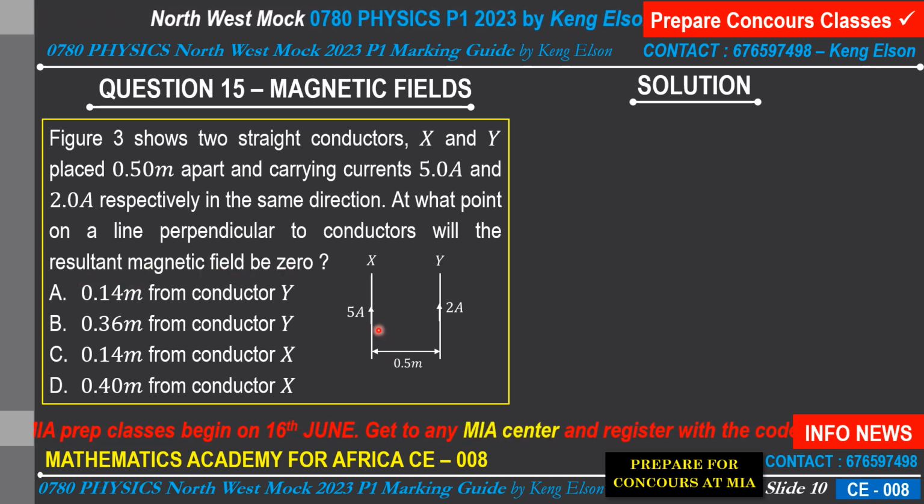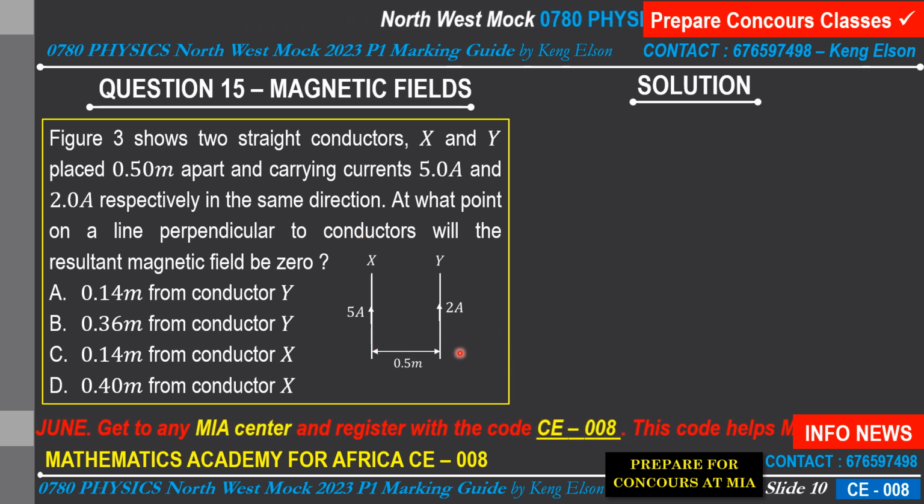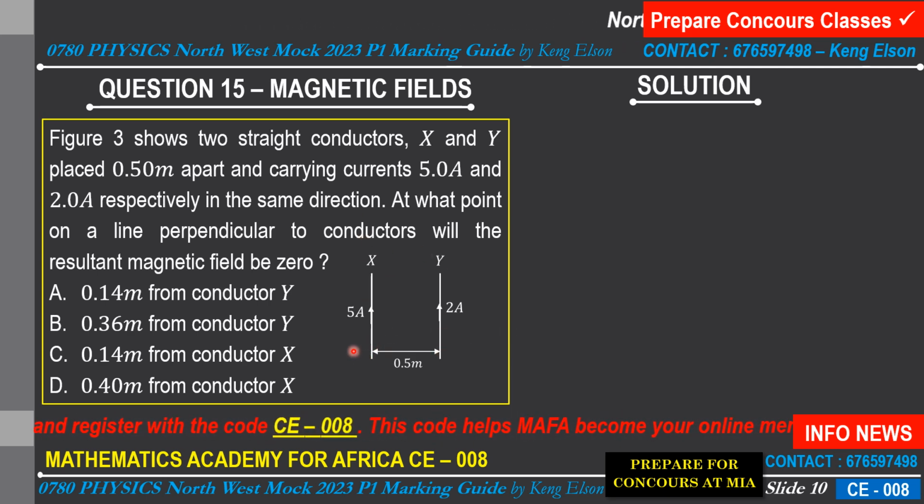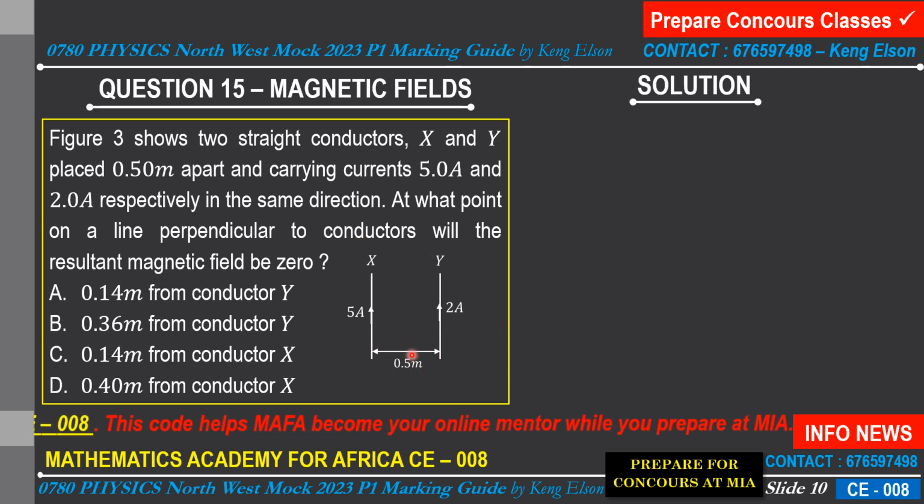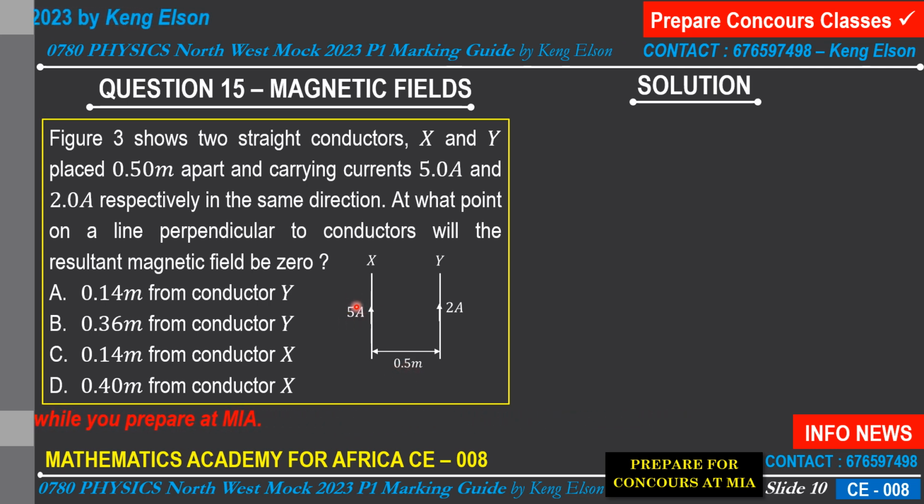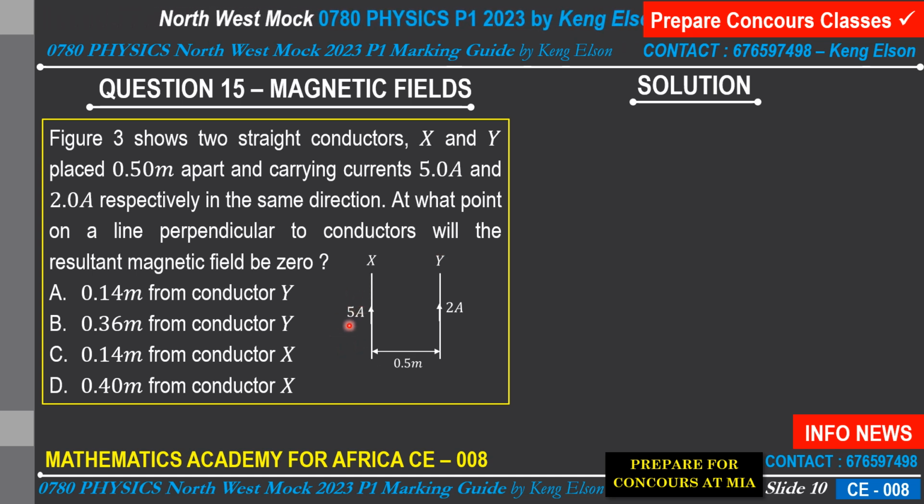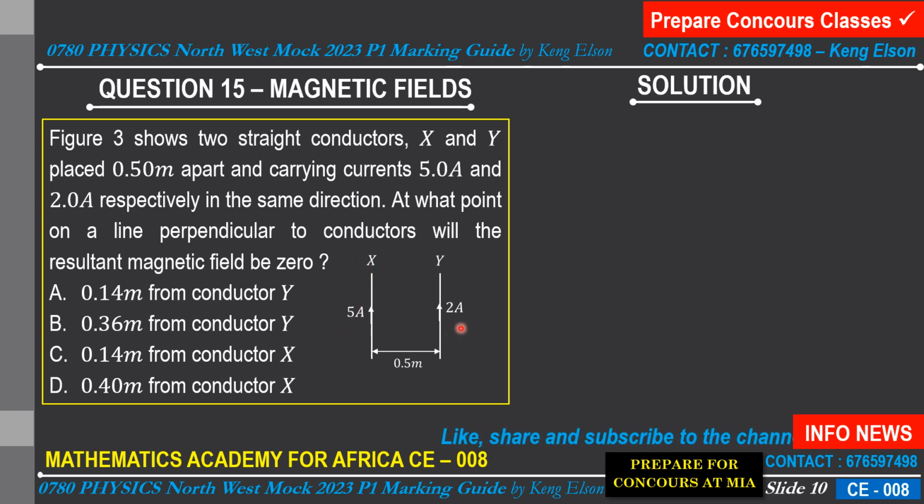So here is a diagram. We have two conductors carrying current in the same direction, placed at a distance of 0.5 meters apart. The currents are like currents because they are in the same direction, and their magnitudes are 5.0 amperes for conductor X and 2.0 amperes for conductor Y.